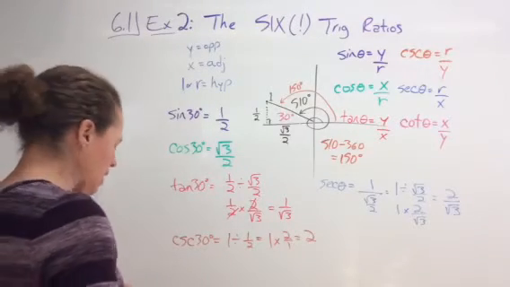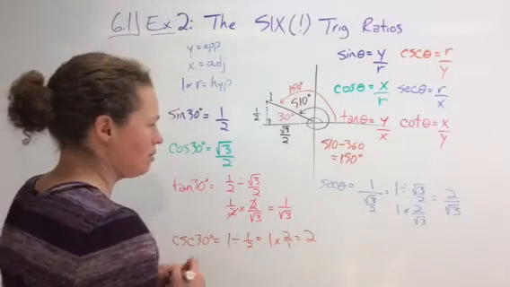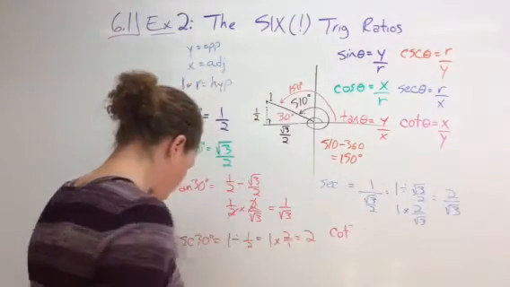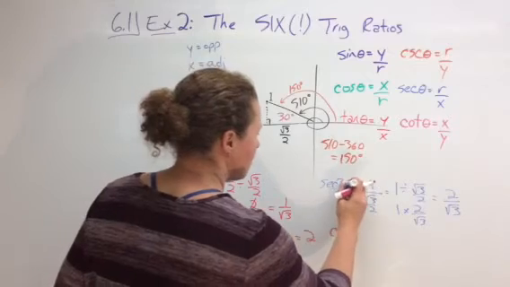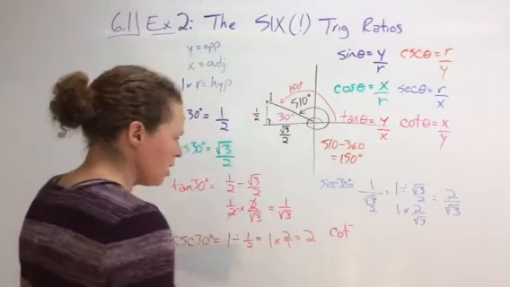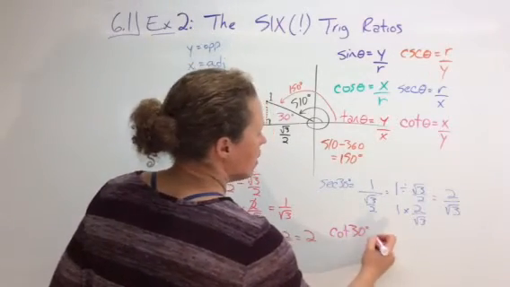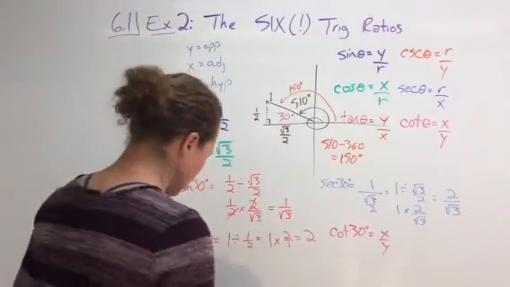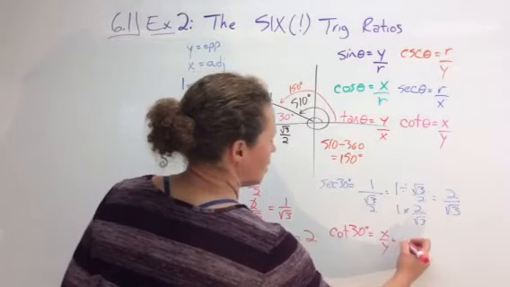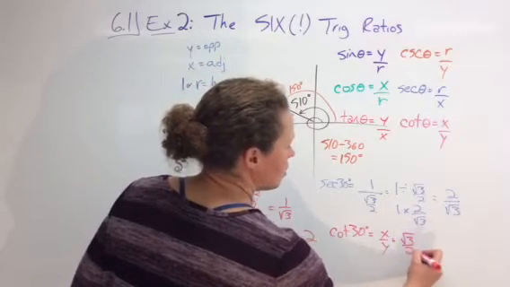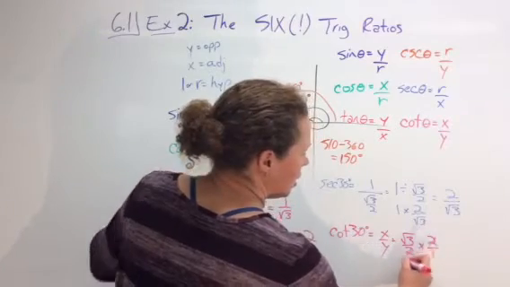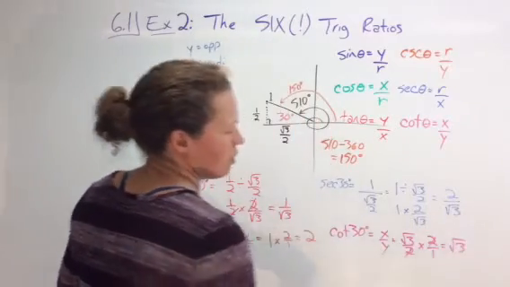Now, the last one is cotan. Sorry, this was supposed to be secant 30. Cotan 30 is going to be x over y. So I'm not going to write it that way though. I'm going to write it root 3 over 2 times, and I'm just flipping it right away, 2 over 1. So it's going to be root 3 over 1 or just root 3.